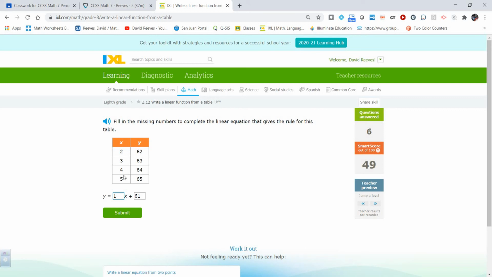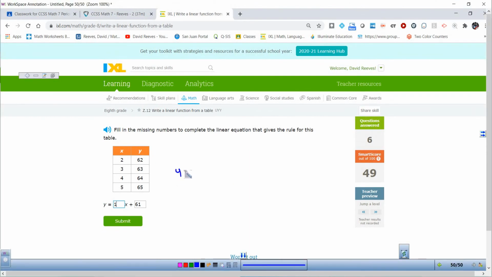When all you're doing is adding or subtracting to get the answer, then that number right there will be a 1, right? 5 times 1 plus 61. 4 times 1, because when you multiply by 1, it doesn't change. Now, isn't that just the same as writing y equals x plus 61?